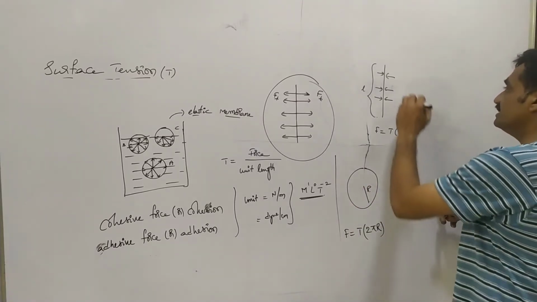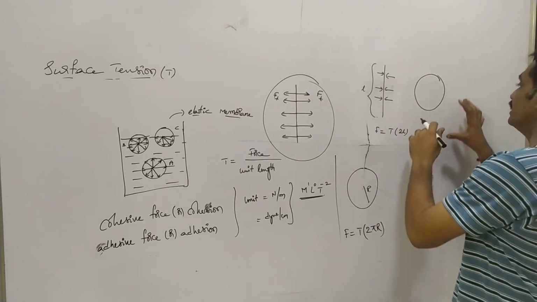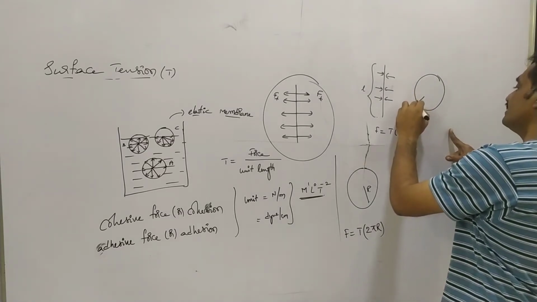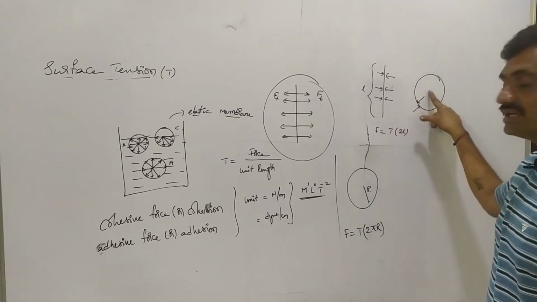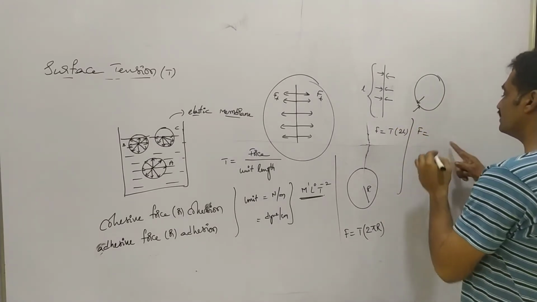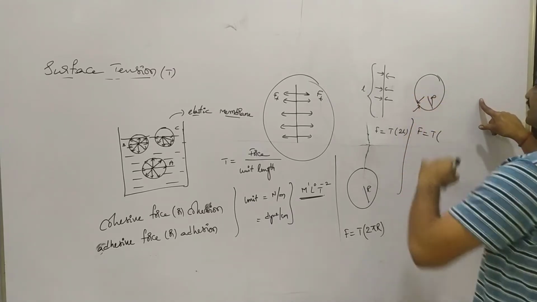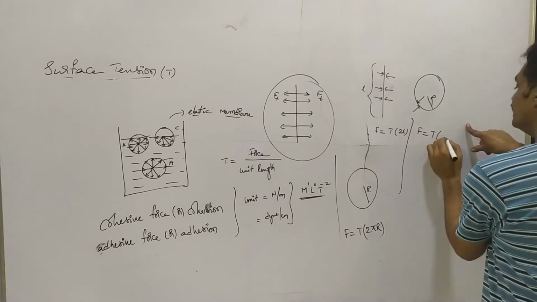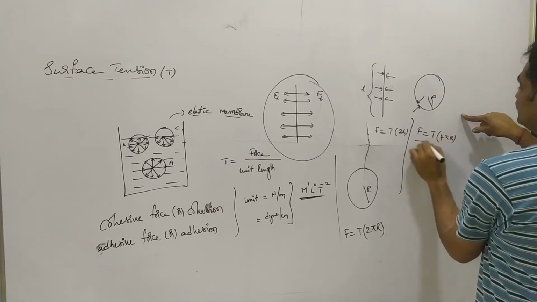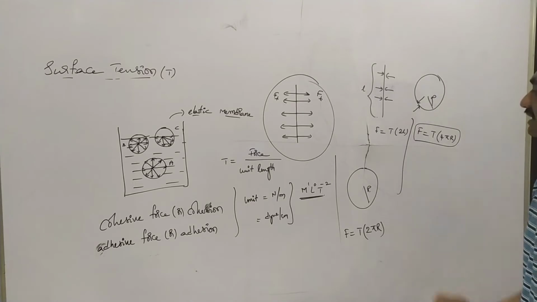Suppose we consider a circular ring. Due to surface tension, the force will be acting in the inward direction as well as in the outward direction. Here the force is given as F equals surface tension into the radius of the ring, considered as R, so T into 2 into 2, nothing but 4 pi R. This represents the force acting in the case of a ring.